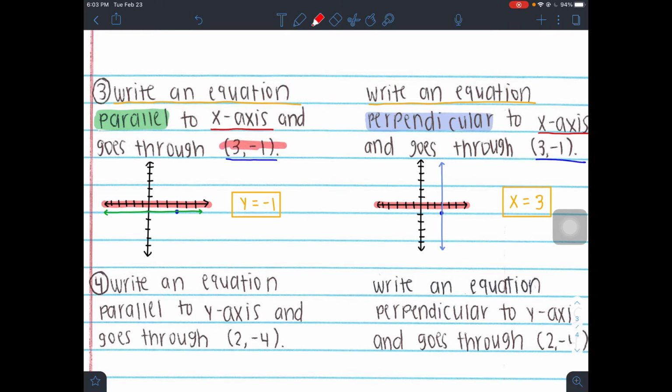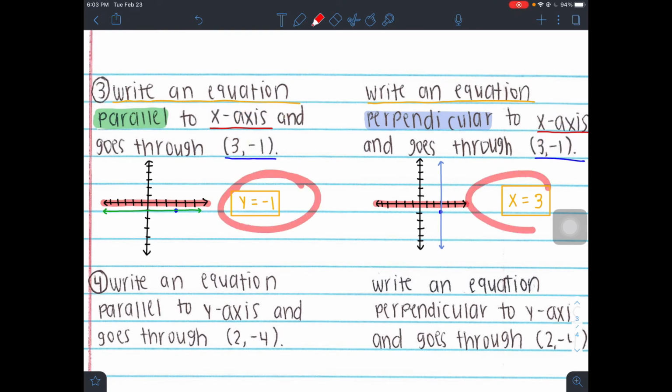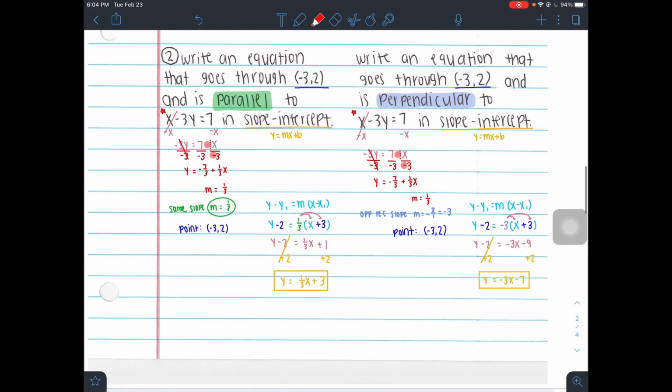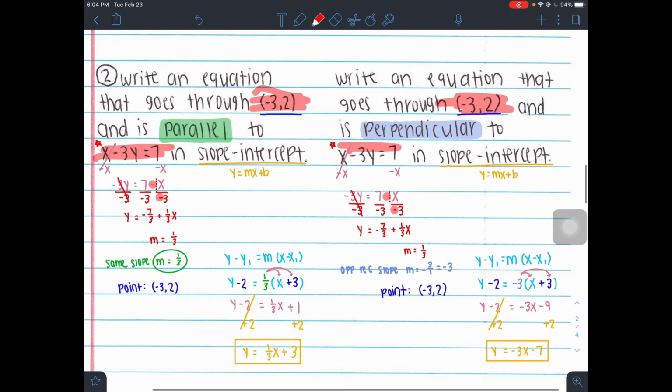Notice how they use the exact same point in both problems, and they both use the x-axis, but one's parallel, one's perpendicular, and that's why your equations are completely different from each other. Same thing with the last section, right? We use the exact same point in both problems, the same exact equation in both problems, but one was parallel, one was perpendicular, which is why your equations are completely different from each other.